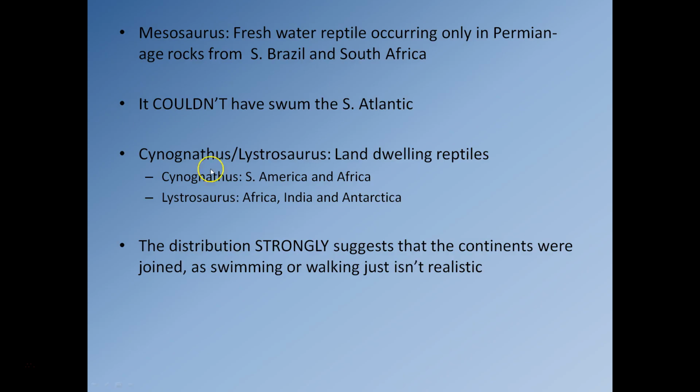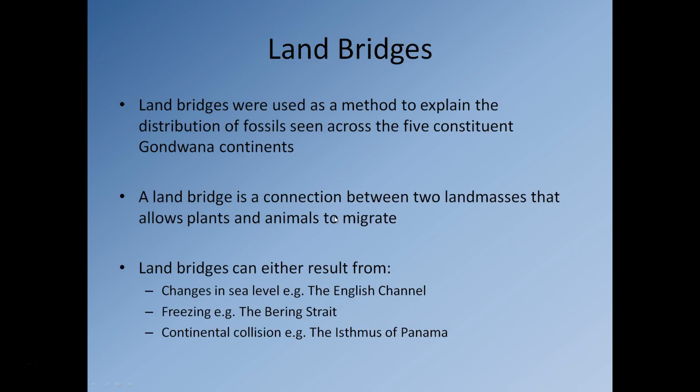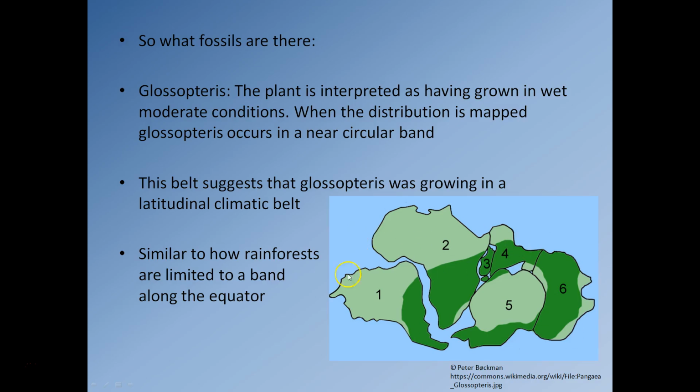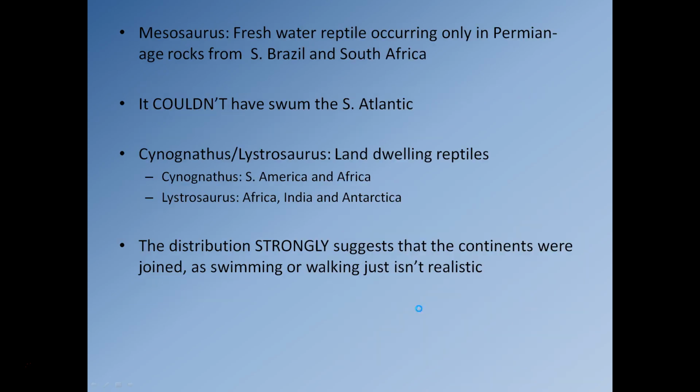That's actually incorrect, as I said. Lystrosaurus is actually an amphibian. And in terms of Sarganthus, we see it in South America and Africa, and Lystrosaurus, that's Africa, India, and Antarctica. So what we're seeing here is the distribution strongly suggests that the continents were joined, and it would also suggest, based on Glossopteris, that these continents showed very, very similar climatic conditions. And that would allow organisms to move from one continent to another relatively easily because the continents were in direct contact with one another. So it's rather easily explained.